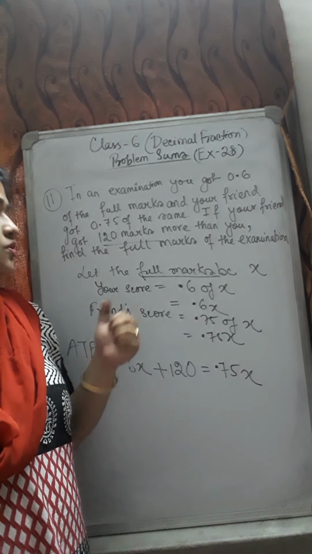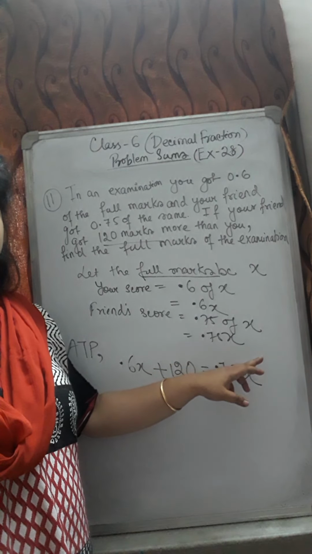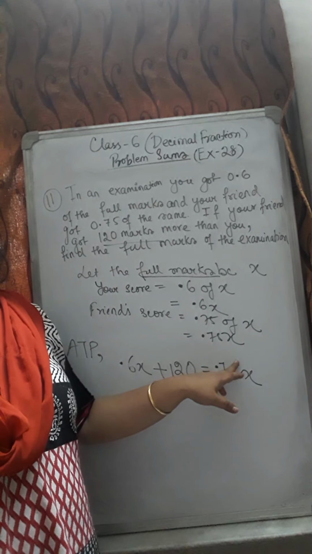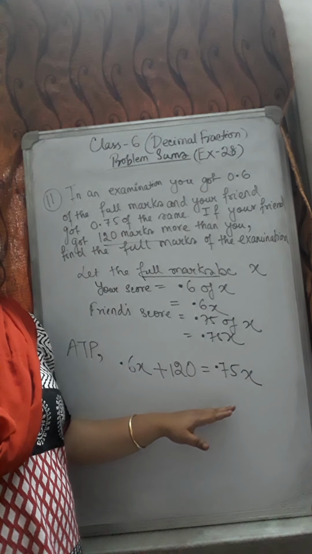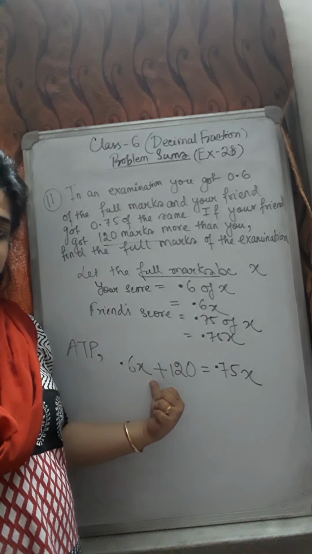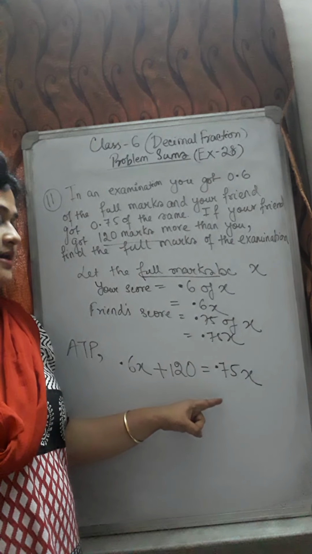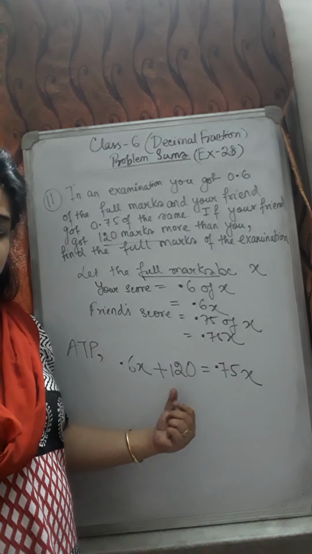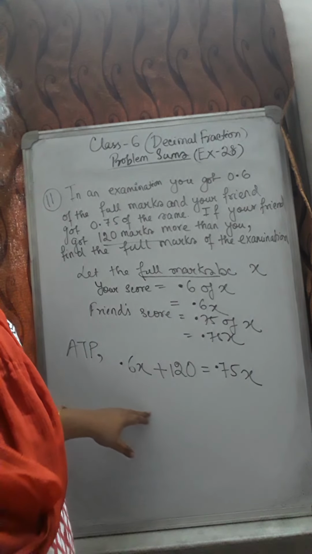And what is your friend's score? Your friend scored 0.75 of the same, means of the full marks, which is unknown, x. So 0.75 of x is multiplication with x, that is 0.75x. Now according to the problem, what information do we know? We know that your marks are less, and if you add 120 to your score, then only you will get your friend's marks, because he has scored 120 marks more than you.